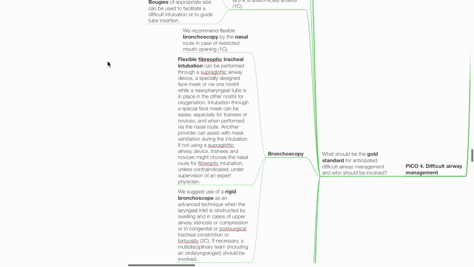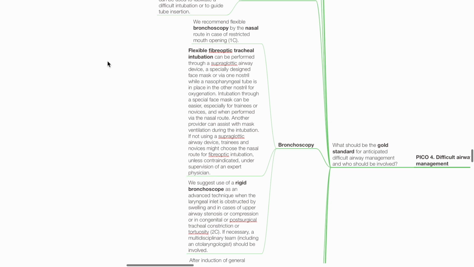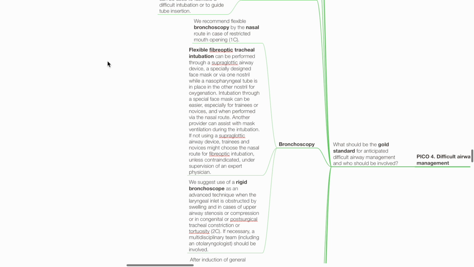Regarding bronchoscopy, it is recommended to use flexible bronchoscopy by the nasal route in case of restricted mouth opening. Flexible fiber optic tracheal intubation can be performed through a supraglottic airway device, a specially designed face mask, or via one nostril when a nasopharyngeal tube is in place in the other nostril for oxygenation.